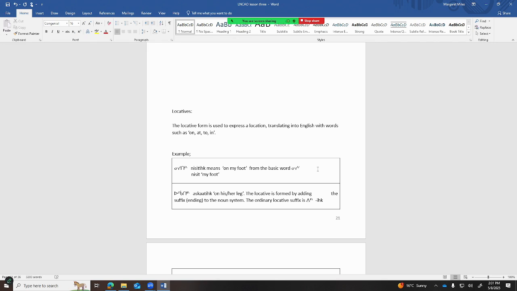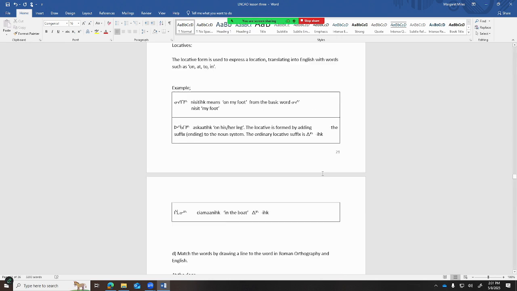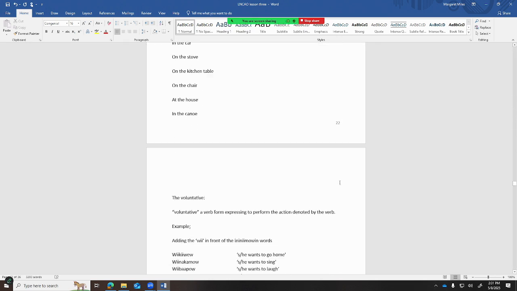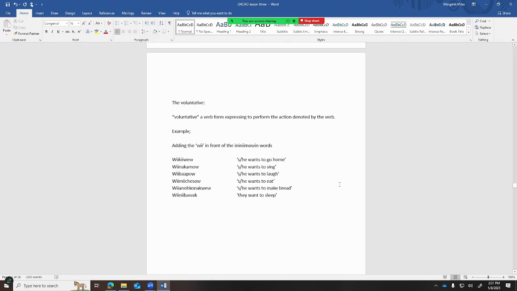So voluntative, a verb expressing to perform an action, denoted by the verb. So that's the next. So adding the we in front of the Inanimuan language words or Inanimuan words.